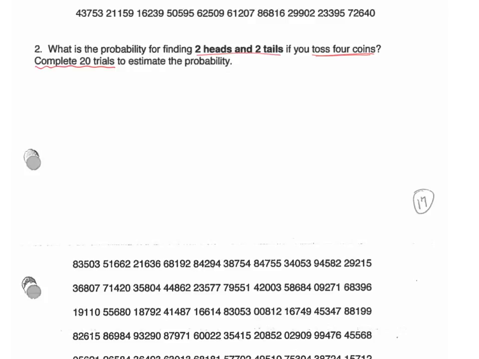So we want each digit to represent what? Each digit represents a coin toss. So when I say digit, I mean the numbers 0 through 9 on this random number table.